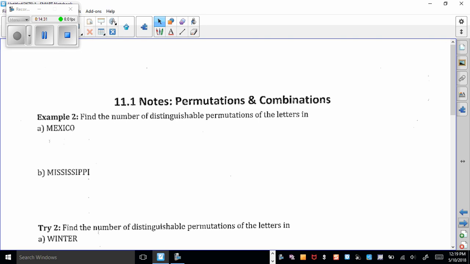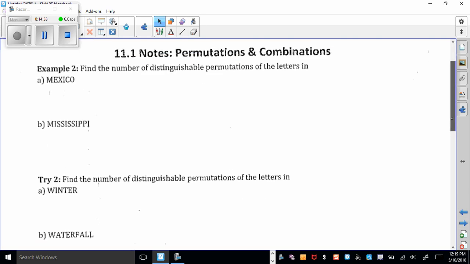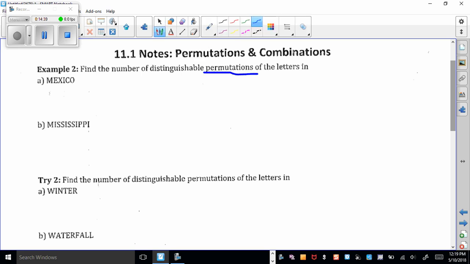So now we're looking at words. If you rearrange the letters, it's going to be a different word. So order matters. So this would be a permutation because order matters. Well, how many letters do we have here?